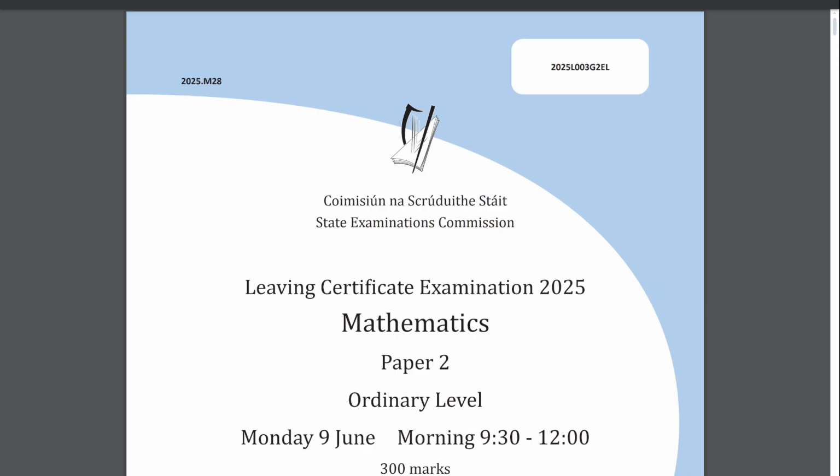Paper 2 was slightly better, so it's the inverse of the higher level paper. I found the paper 2 one was more on par with what a decent exam should be. I mean, section A was pretty much flawless. Okay, there was pretty much nothing wrong there.